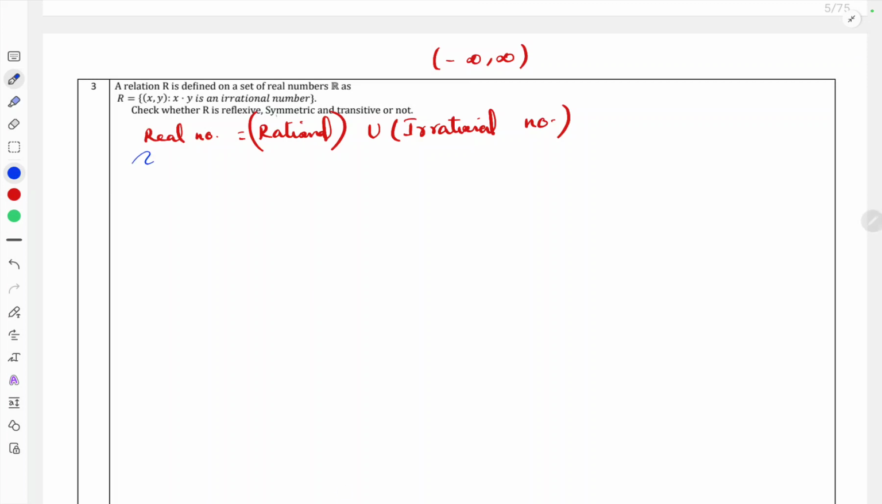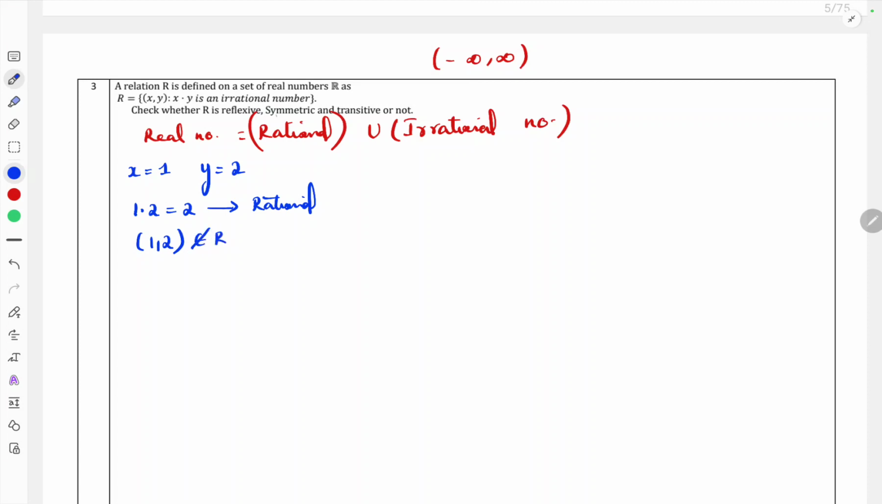See here, suppose I take x equal to 1, because in real numbers I can take any number, and y I can take 2, because 1 is a real number and 2 is also a real number. 1 into 2 is 2, and this 2 is what? Rational, which means (1, 2) does not belong to this relation.